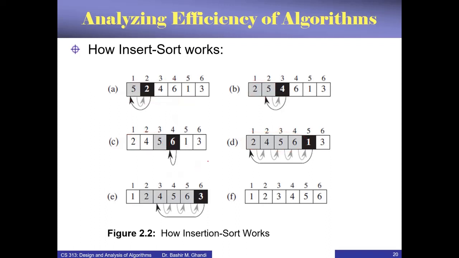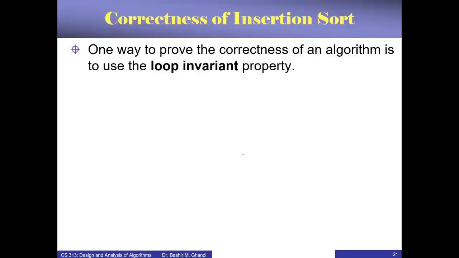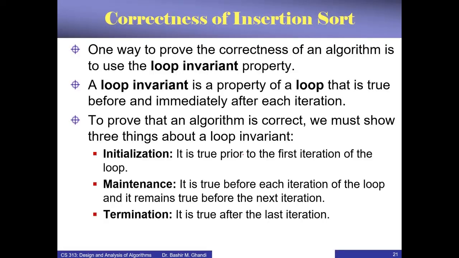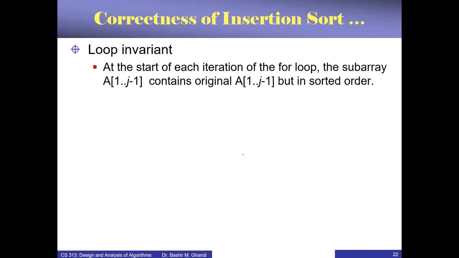Now we need to show that the loop invariant is true. Basically, we're going to prove the three properties: initialization is true, maintenance is true, and the loop invariant is still true at the termination point. Okay, so let's try and do that.